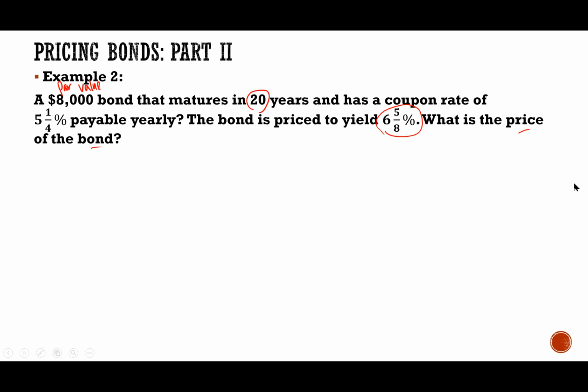Okay, so let's go over the solution on this. Again, we have two sources we need to discount. The first source is the par value, so we're going to discount the par value. And the second one is to find the present value of the annuity.